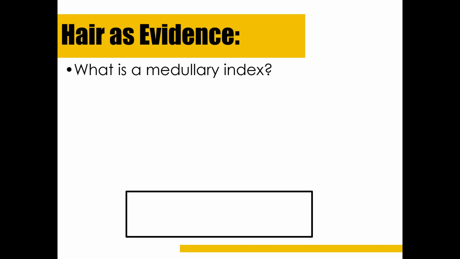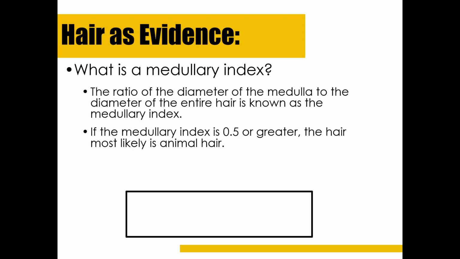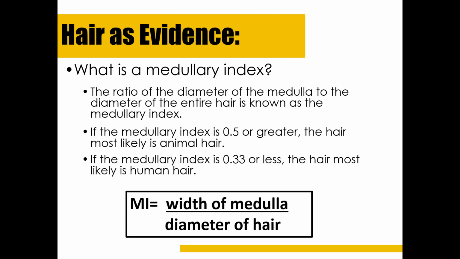All right, just a few seconds ago, I mentioned the difference between animal hair and human hair. One of the differences is the medullary index. And so we're going to take just a second to talk about what the medullary index of a hair is, how it's found, and then how you can determine if a hair is animal hair or human hair based on this medullary index. So the ratio of the diameter of the medulla to the diameter of the entire hair is known as the medullary index. And we can find the medullary index with a formula.